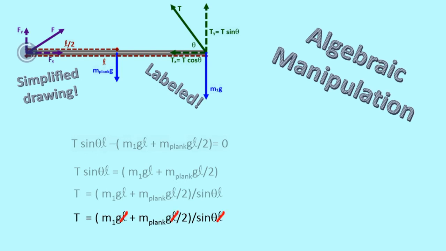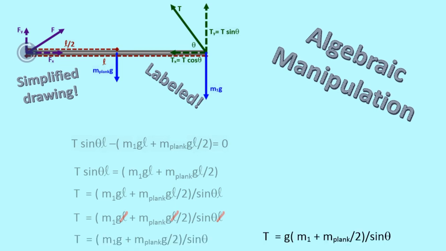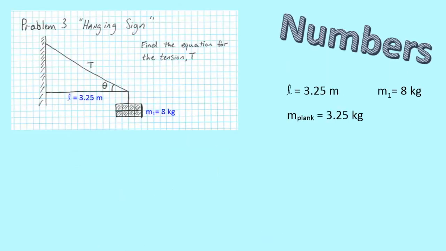Now, we can go ahead and get rid of the length in this equation because it's on all parts on the top and the bottom, and we wind up getting the fact that the length of the sign pole really doesn't matter. And as far as the tension goes, we wind up with an expression for tension being g times the mass of the sign plus the mass of the plank divided by 2, divided by the sine of theta. Now, once we do this, we can then plug in numbers.